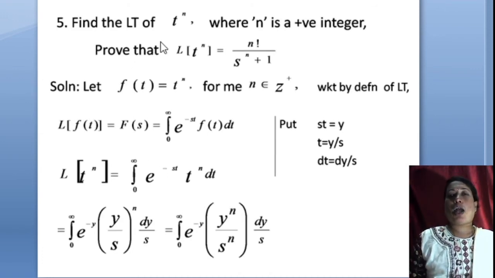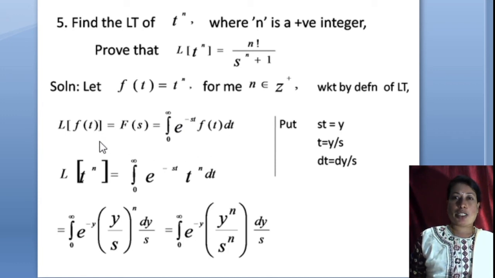Next, find the Laplace transformation of t to the power of n, where n is a positive integer. We have to prove that Laplace of t to the power of n is equal to n factorial divided by s to the power of n plus 1. Let f of t be t to the power of n for n belonging to Z plus. By definition of Laplace transformation, Laplace of f of t is equal to the integration from 0 to infinity of e power minus st f of t dt.